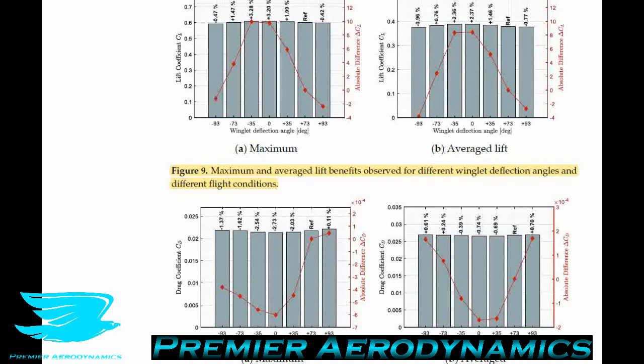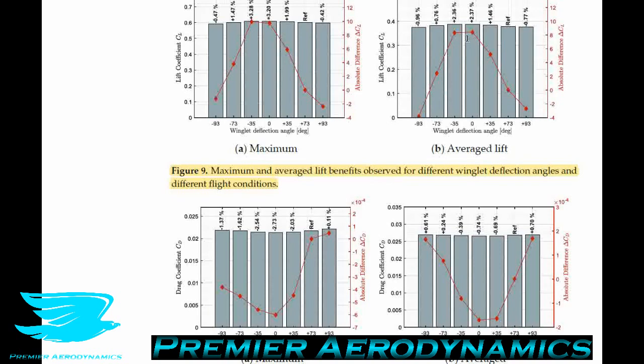Let's move on to the average changes that we see with this winglet deflection angle across the flight envelope on the average lift coefficient. So in figure 9b, we see that even if we look at the average effects of the winglets on the lift coefficient of the airplane, having the winglets either drooped at 35 degrees, so this one here, the third column, or completely flat, so that middle column, results in the best lift coefficients, with the lift coefficients boosted by 2.4% on average.